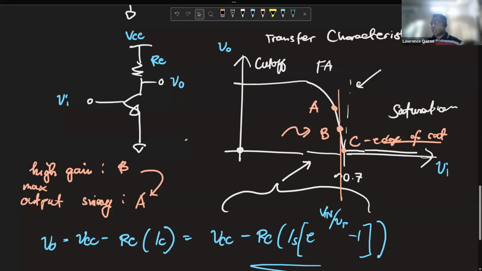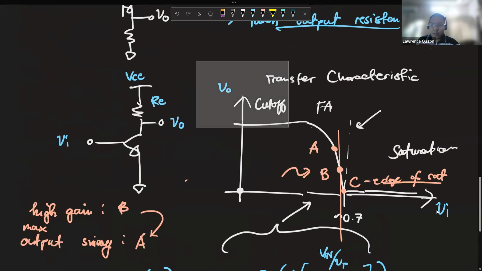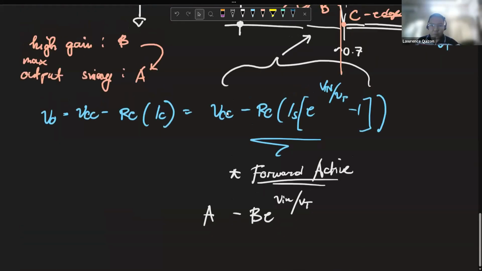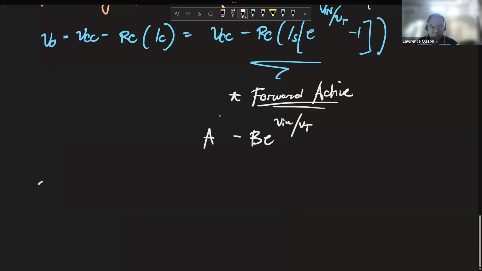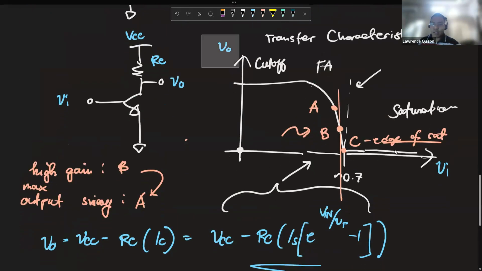Anyway, that's it for the common emitter characteristic. So essentially, how do we determine the gain then? Well, the gain is the slope of this curve, as we talked about. So then, the gain is the derivative of V out over V in. This is the gain. So then let's calculate the gain.